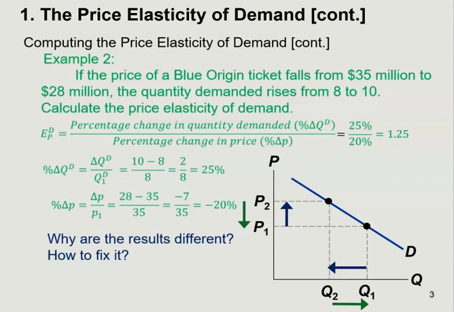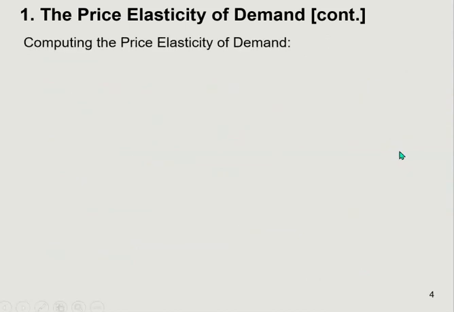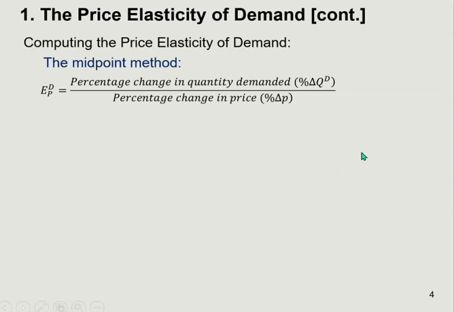Now, how could we use the same one? Which one are we going to use that will stay the same regardless of the direction of the movement? An easy way to do this is to find the average between these two prices and the average between these two quantities. On the graph, that means you find the midpoint price and midpoint quantity, and always use them no matter whether you're moving up or moving down along the curve. So this is what's called the midpoint method. Now, let's recalculate this.